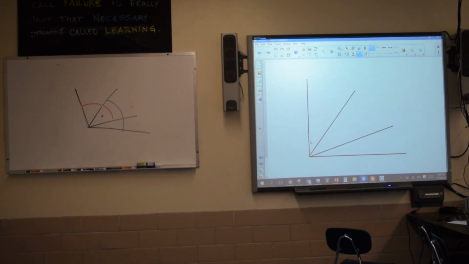Would we agree that the overall angle here is 90 degrees? Okay, I'm going to number that angle 1, angle 2, and angle 3. Are those three angles complementary? You say yes, so tell me why you say yes. Because they all have to add up to 90.